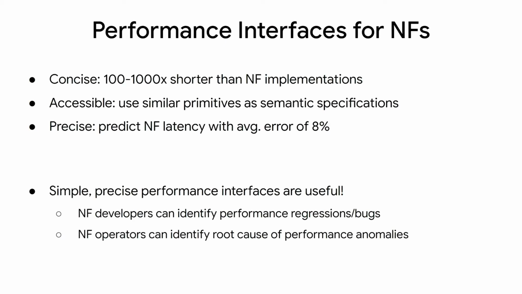And in this talk, I will argue that it is possible. We can have performance interfaces, at least for network functions or NFs. Further, I will argue that having such simple and precise performance interfaces allows NF developers and operators to do things that they couldn't do before. So for instance, once you have a performance interface, it becomes very easy to identify regressions and bugs that you might introduce or diagnose the root cause of in-production performance anomalies.